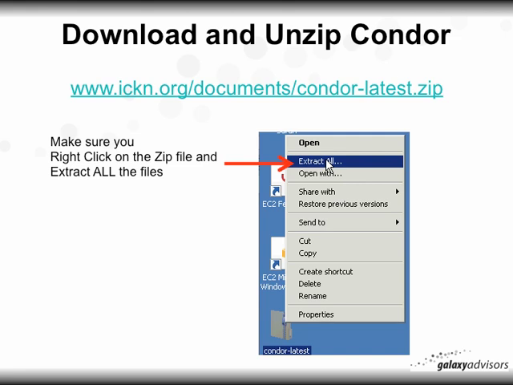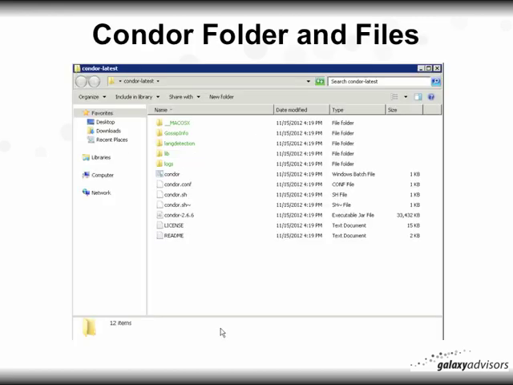Next is to download and unzip Condor. Condor is located at this ickn.org documents/condor-latest.zip, which again, this URL is located in the show more description underneath the video. The main thing after you've downloaded it is make sure you right click on the zip file and extract all the files. A common error is to try to run Condor within the zip file. You can't do it, or at least it's going to give you an error. So make sure you extract all the files. Once the files are extracted, the Condor folder and files will look like this.